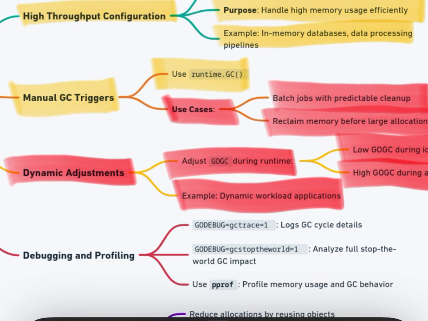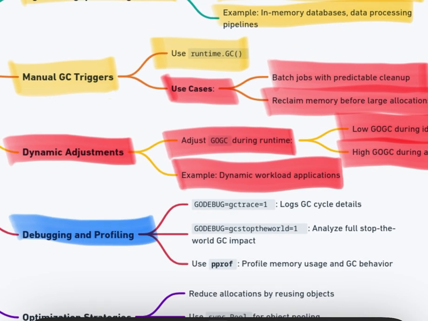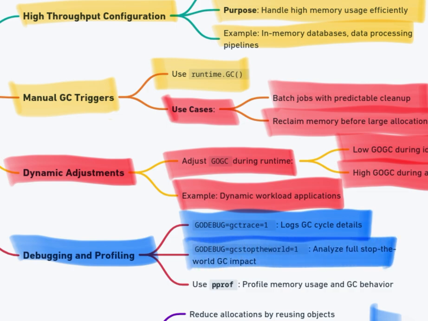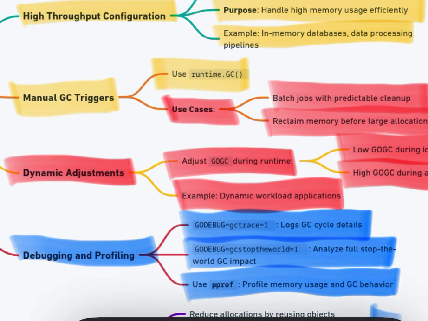6. Debugging and profiling. See behind the scenes. You notice your application sometimes lags. What's the culprit? Enable GODEBUG=gctrace=1 to monitor GC activity. Use pprof to profile memory usage and identify allocation hotspots. Outcome: you discover a part of your code allocating too many objects and optimize it to reduce GC load.